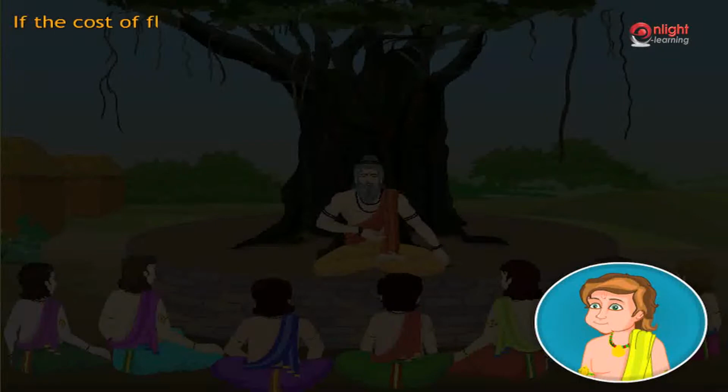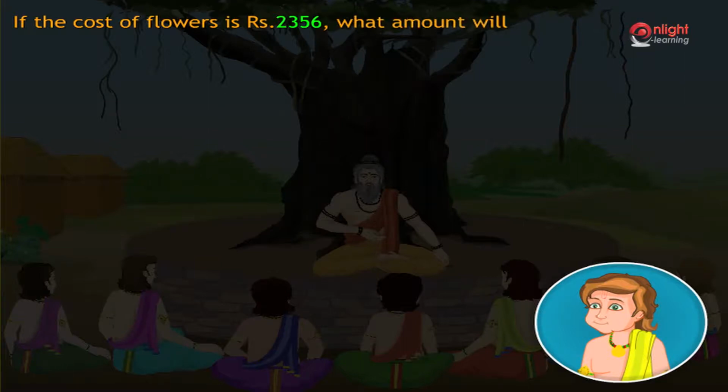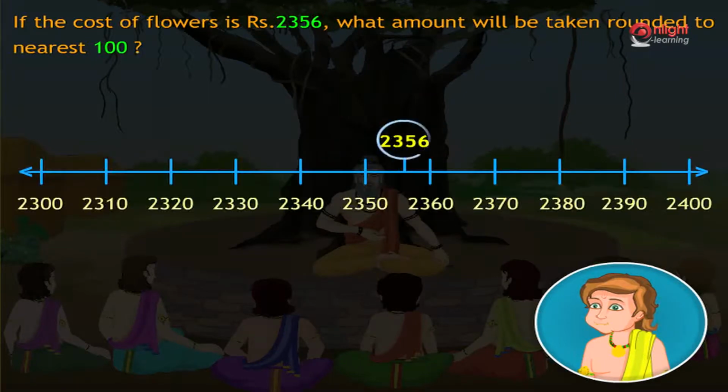If the cost of flowers is rupees 2,356, what amount will be taken rounded to nearest 100? 2,356 lies between 2,300 and 2,400. It is closer to 2,400. So the rounded off amount to nearest 100 is rupees 2,400.